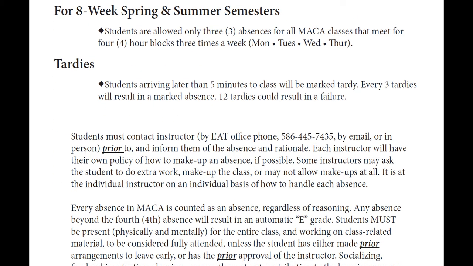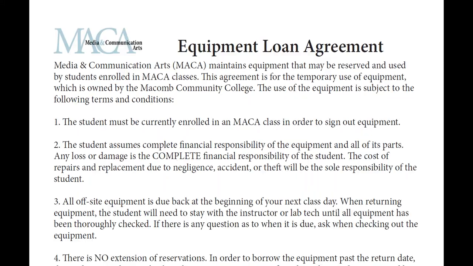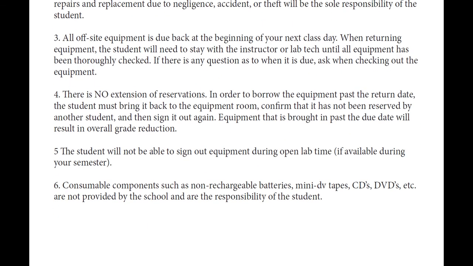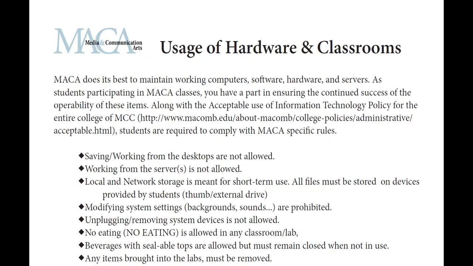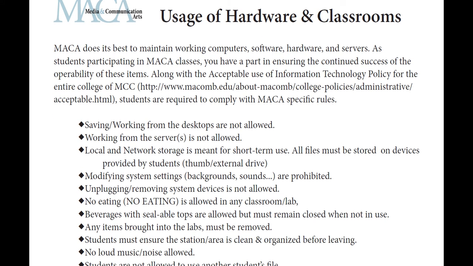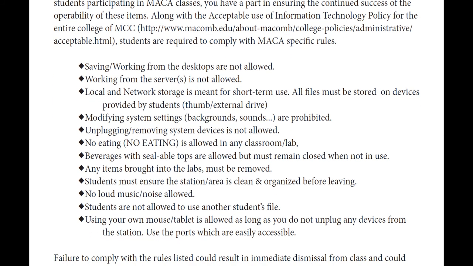Attendance policy. There's the attendance policy. You can look at that. The equipment loan. For this class, there's not any equipment that we're typically loaning out, but just be gentle with what we have in the classroom. Usage of hardware and classroom stuff. More information there. And again, no eating is allowed in the classroom or lab. Beverages with screw tops are good.